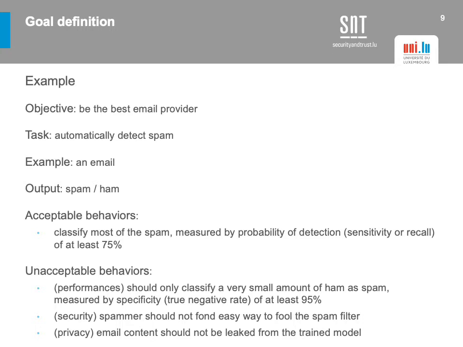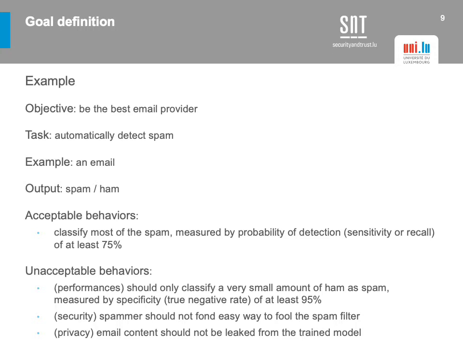So it's basically the percentage of real spam, of spam email, that is detected by my system. So you will see a lot in binary classification, the sensitivity or recall. This is one metric. So what are the types of unacceptable behaviors that we can find?